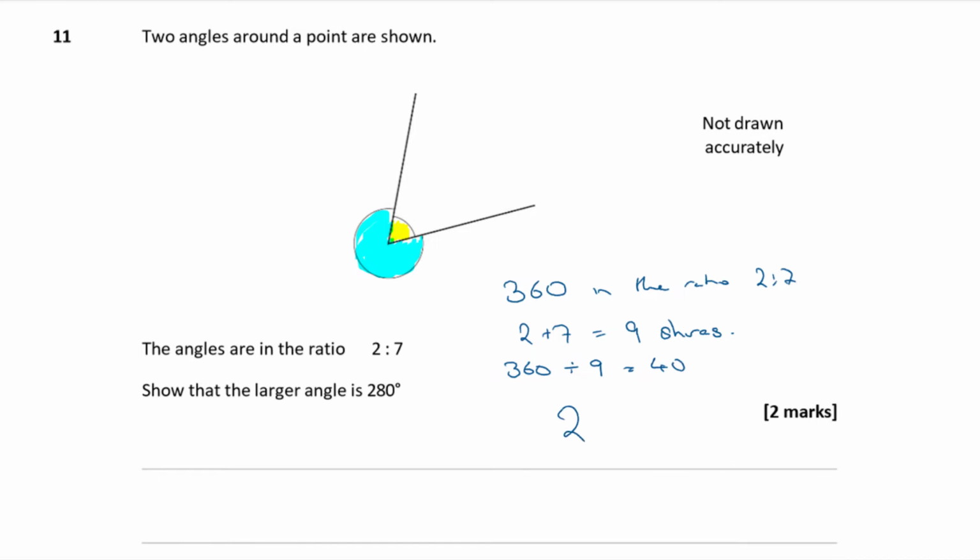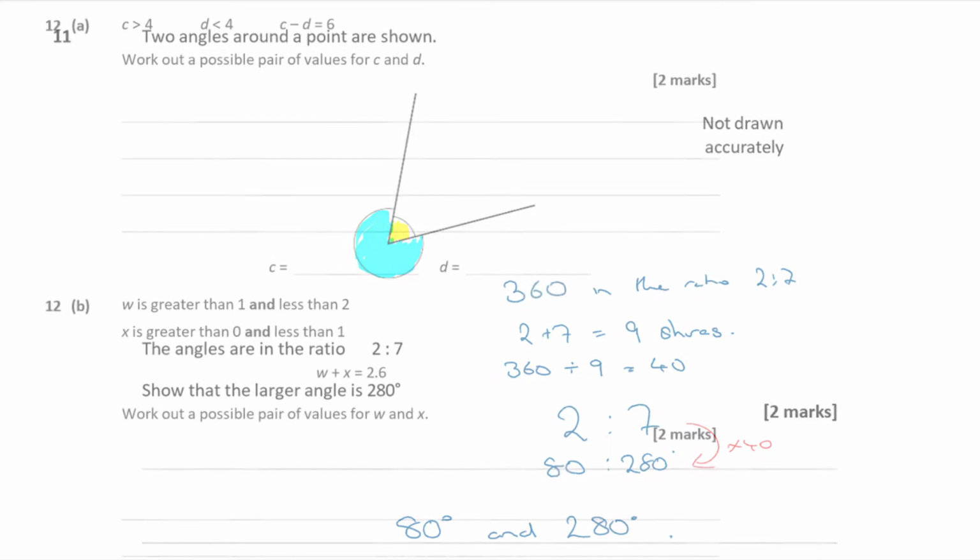So then if I take my ratio of 2 to 7 and I scale it up by a factor of 40, then 2 lots of 40 is going to be 80. And 7 lots of 40, well, that's going to be 280. That's what I was looking for. Okay, so I've shown it then, isn't it? So it's going to be 80 degrees and 280 degrees.